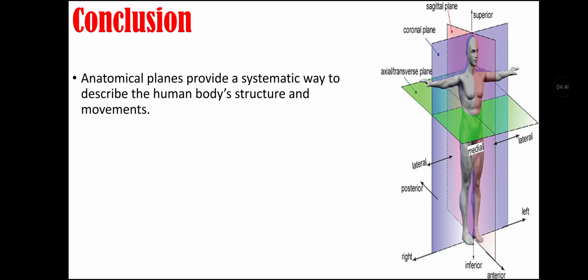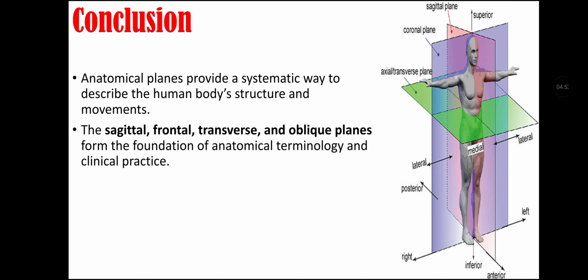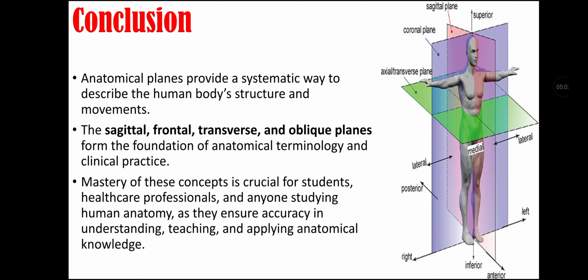Anatomical planes provide a systematic way to describe the human body structure and movement. The sagittal plane, frontal plane, transverse plane, and oblique plane form the foundation of anatomical terminology and clinical practice. Mastery of these concepts is crucial for students, healthcare professionals, and anyone studying human anatomy, as they ensure accuracy in understanding, teaching, and applying anatomical knowledge.